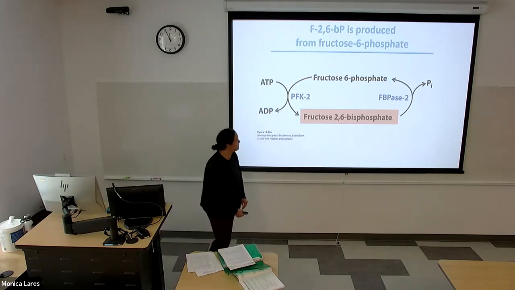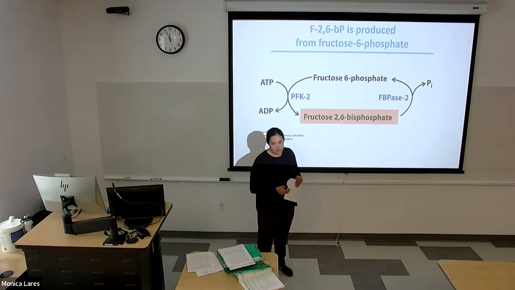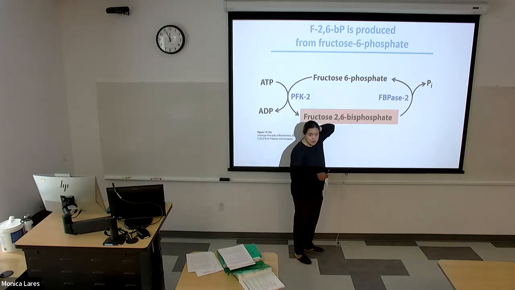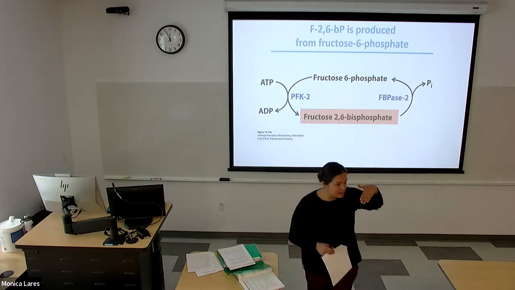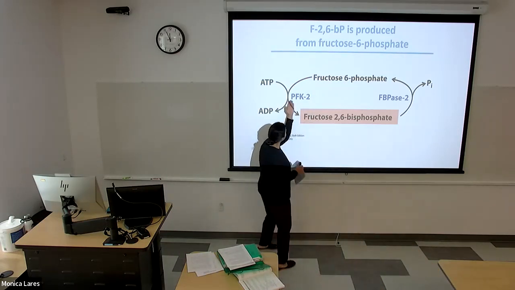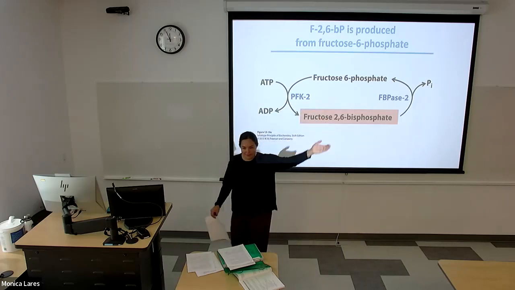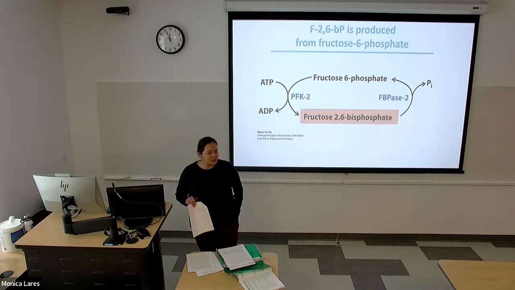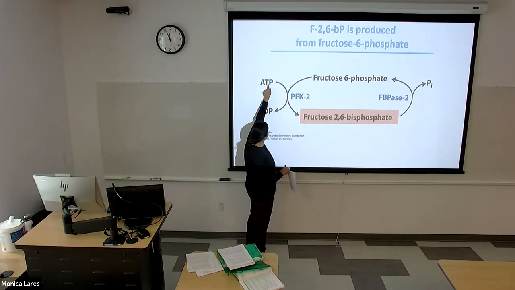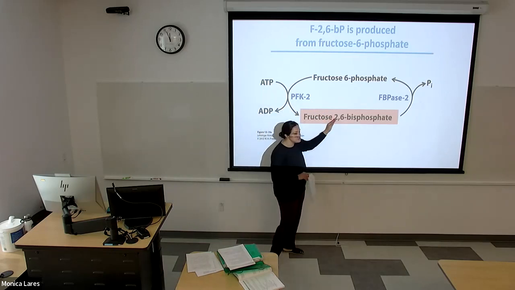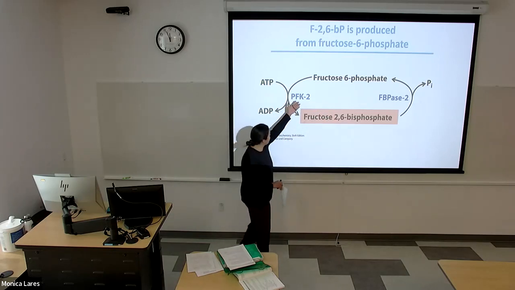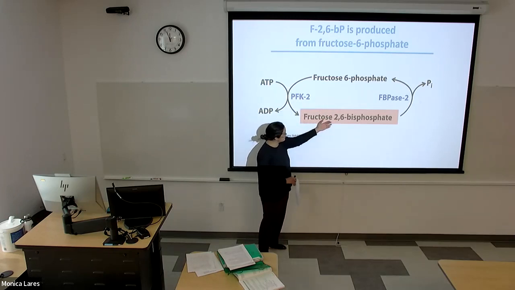Okay, so where does that fructose 2,6-bisphosphate come from? It comes from the phosphorylation of fructose 6-phosphate, which was also a substrate in glycolysis. That was the substrate for PFK1. Here it is the substrate for PFK2, phosphofructokinase 2. Notice we need ATP. It takes a phosphate group from ATP and adds it to carbon 2 instead of carbon 1. So PFK2 takes our fructose 6-phosphate and makes fructose 2,6-bisphosphate.